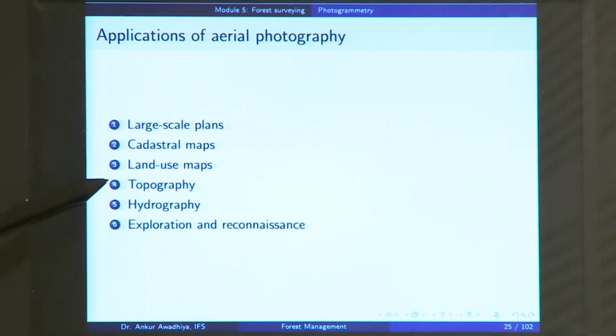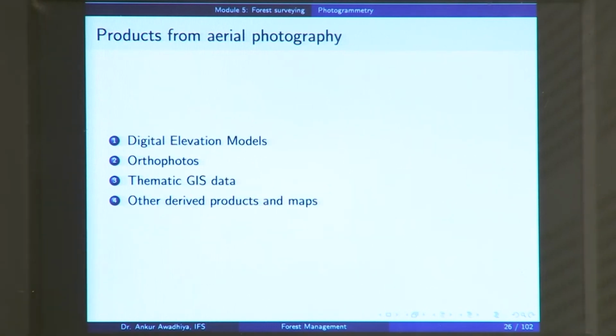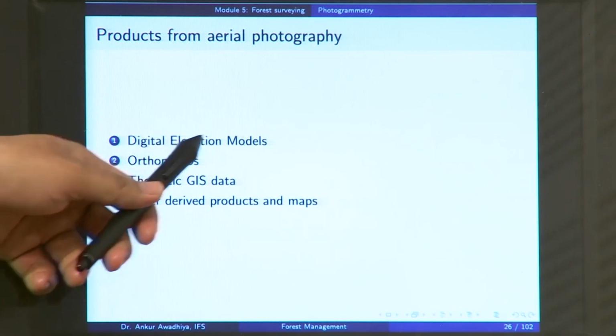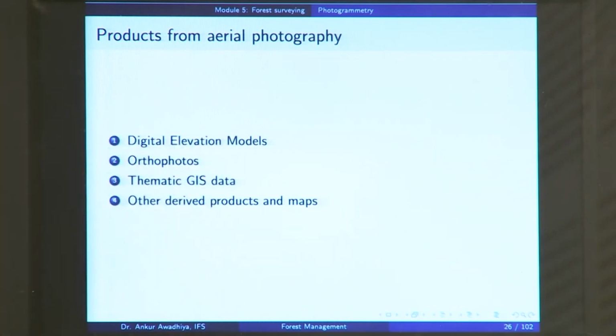You can even make topography maps, which give you a three-dimensional representation, say in the form of contour lines. You can make a hydrography map, which gives you an idea of where water is going to flow on the terrain. You can also construct exploration and recce maps. And using these aerial photographs, you can construct digital elevation models. In this case, we have an elevation model that is constructed digitally.